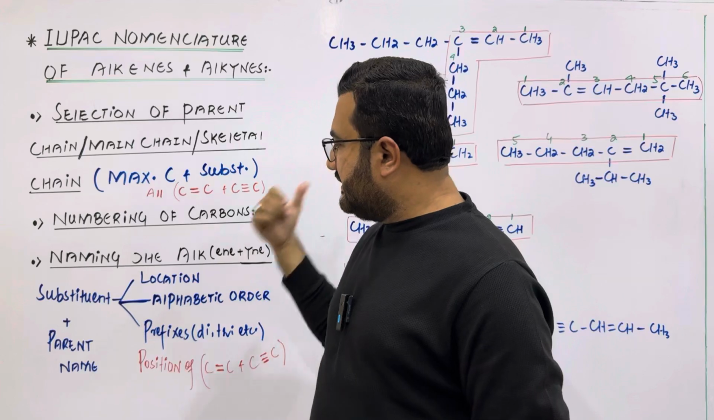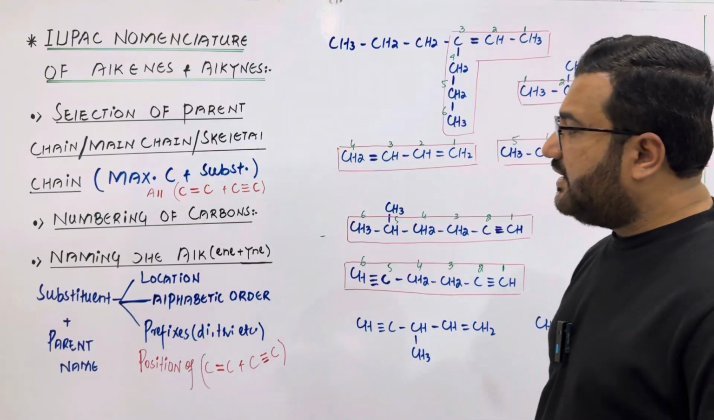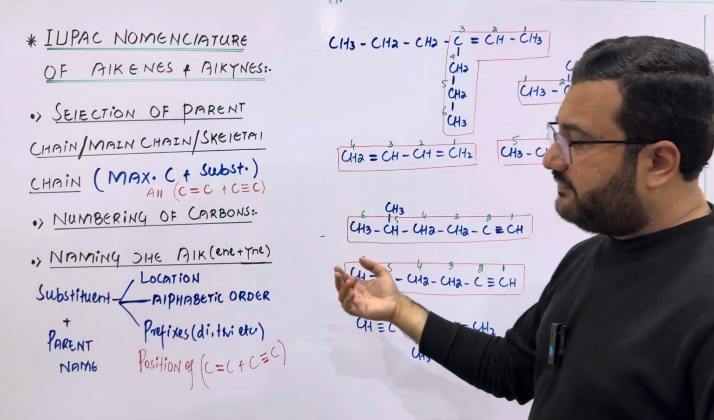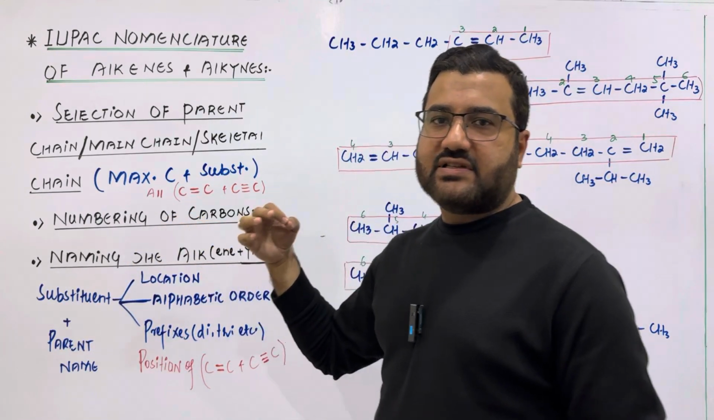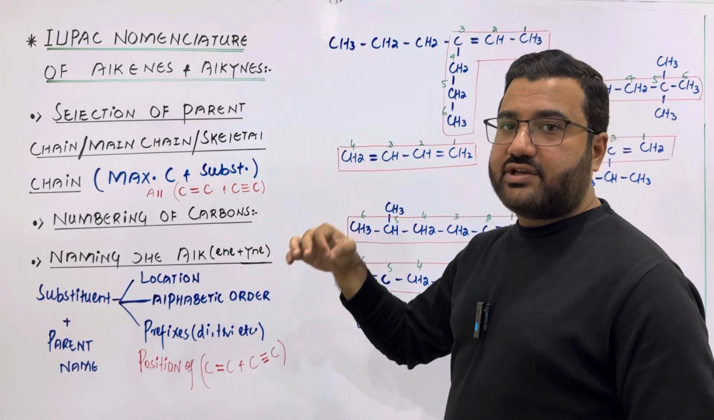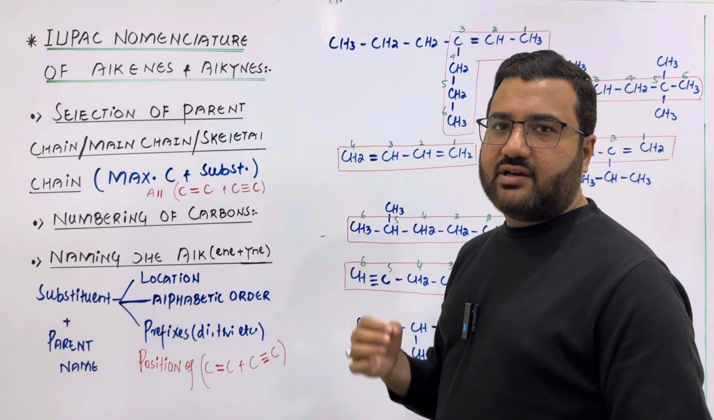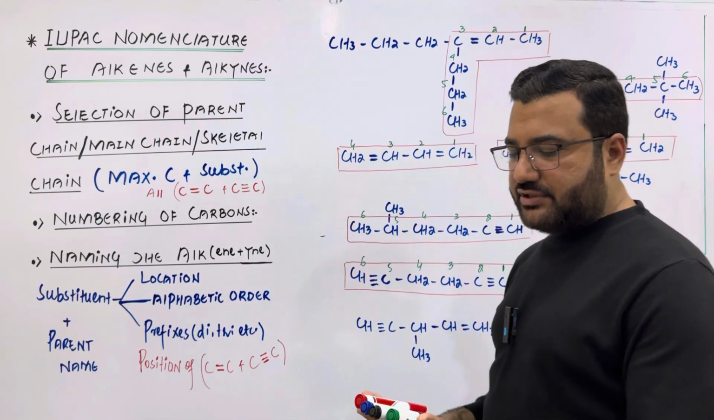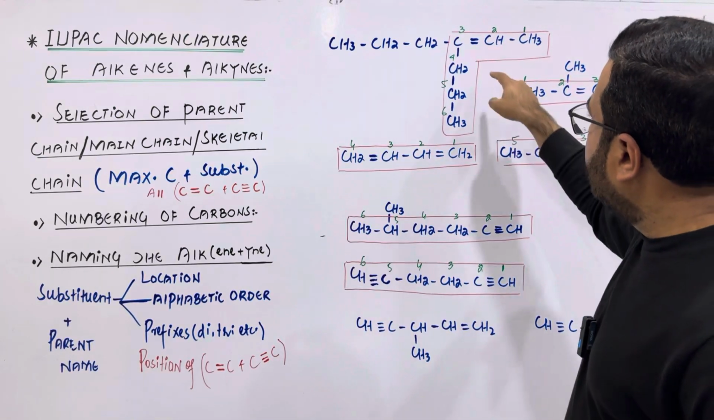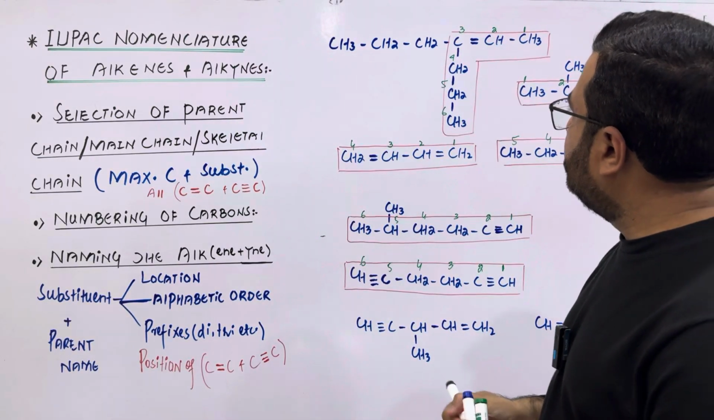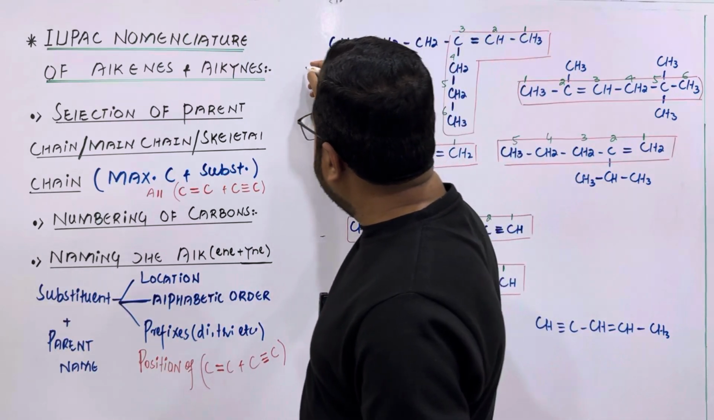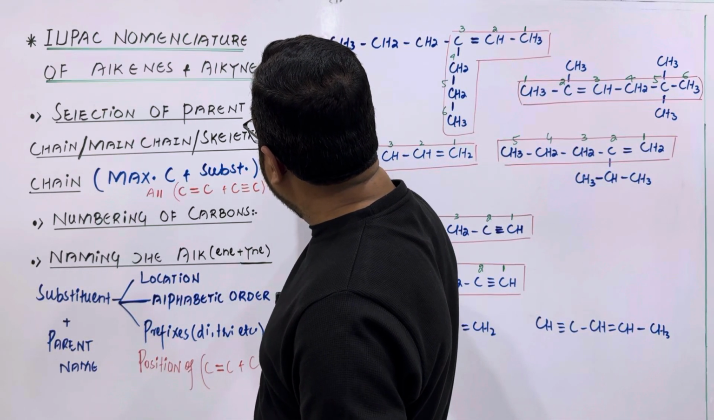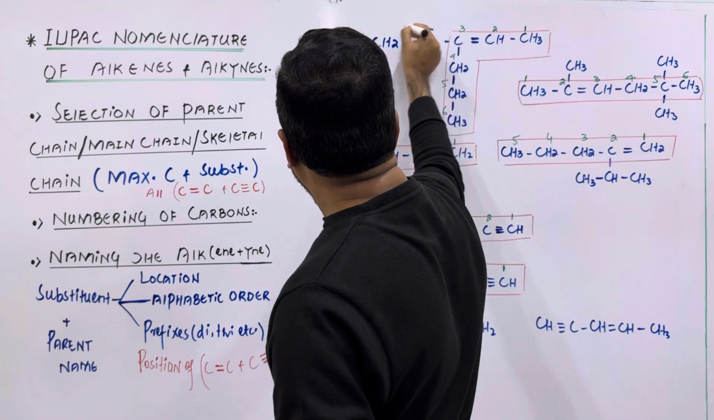The next one is the naming of the alkene or alkyne, and for naming, first of all, we will name the substituents, and before writing the name of the substituent, we will mention the location of the substituent by writing down the number of the carbon atom to which the substituent is attached. In this case, my dear students, in the first example, the location of this substituent is 3, so you will write down 3.